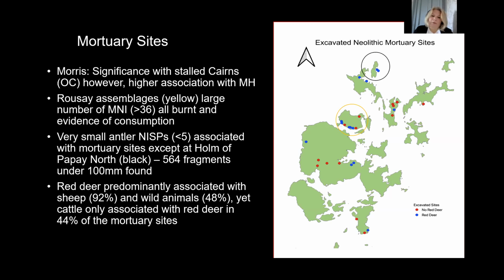So the final thing I was doing, which was based on a research survey undertaken by Jones, who predominantly looked at the tombs in Rousay, was to look at whether there was any hierarchy associated with other animals deposited with red deer in mortuary sites. Interesting that what we have is a 92% association with sheep, and then wild animals come second, and they're predominantly birds. And then you have only 44% association with cattle on mortuary sites. So, quite interesting. Again, my personal feeling would have been that cattle would have been higher.